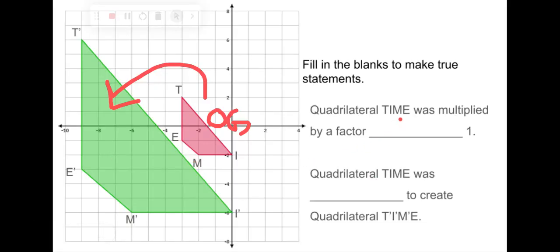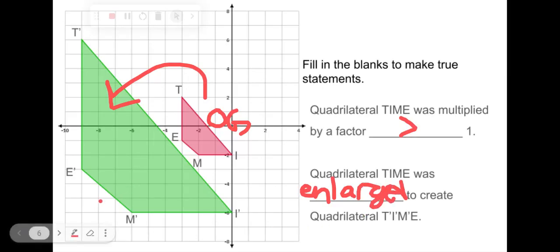So this is going to be greater than. By a scale factor that is greater than 1. Because if it's getting larger, our scale factor is going to be greater than 1. If it's getting smaller, if it's shrinking, it's less than 1. Quadrilateral TIME was enlarged to create quadrilateral TIME prime. Prime time. Ooh.